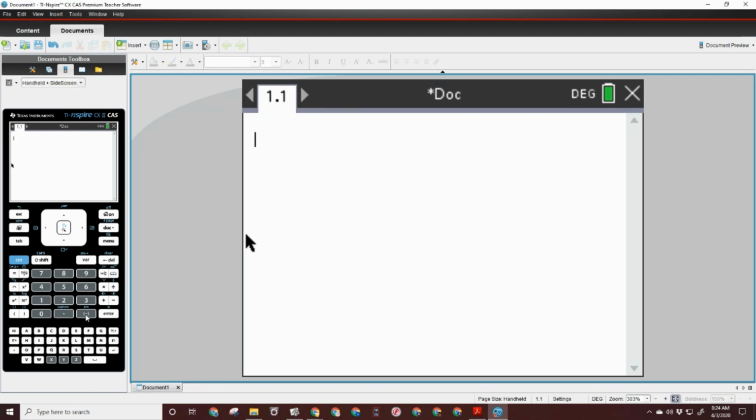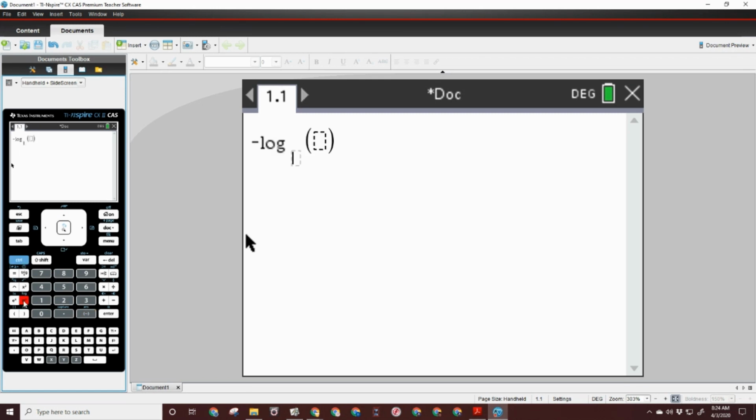So we would do the negative, okay? And then we would use this key, negative log. Now you're going to see this come up on your screen because the logarithms are in different bases. Like we have a base 12 log, a base 14 log. But for this, we're going to use common log, which is base 10. So we have to go ahead and put in a 10 there to show that it's base 10.